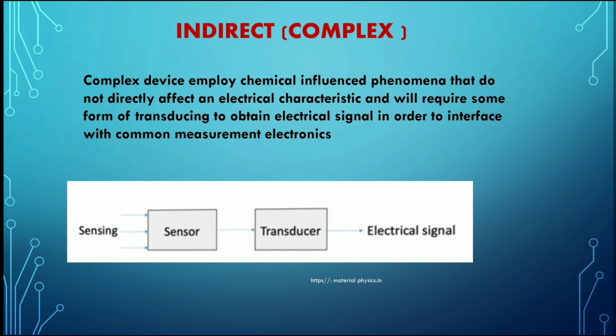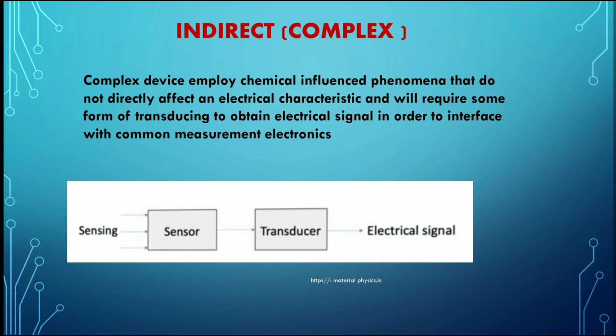Then the next stage is the sensor element. Here it detects the changes such as mass change, heat generation, color change, pressure change or chemical reaction. At this stage the output is not electrical. Then the transducer converts the non-electrical change into an electrical signal. For example, mechanical to electrical signal, thermal to electrical signal, optical to electrical signal, and lastly the electrical signal output.